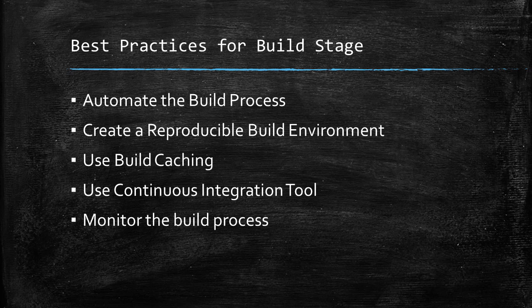Use a continuous integration tool like Jenkins, CircleCI, or TeamCity to automate the build process and trigger builds automatically when changes are made to the codebase. Monitor the build process to ensure that it is functioning as intended. Use tools such as Grafana or Prometheus to monitor build metrics such as build duration, success rate, and failure rate. By following these best practices, you can improve the quality of your code, reduce errors, and improve the speed of delivery.